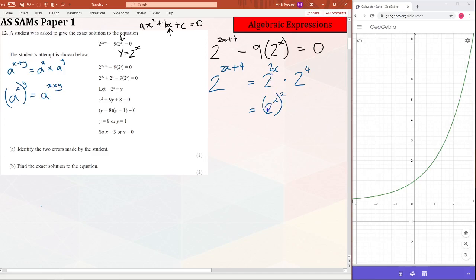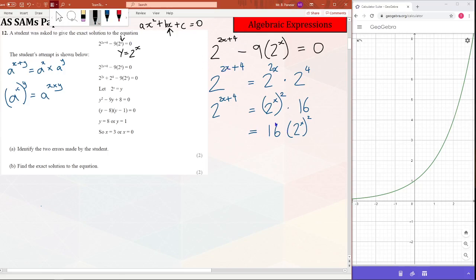So now I've managed to get my 2 to the power of x, and I can just simplify this. That's 2 to the power of 4, which is 16, 2 times 2 times 2 times 2. And I have now been able to rewrite this term in my question as, I'm going to write the number in front, 16 lots of 2 to the power of x all squared. So let's go back to the question.